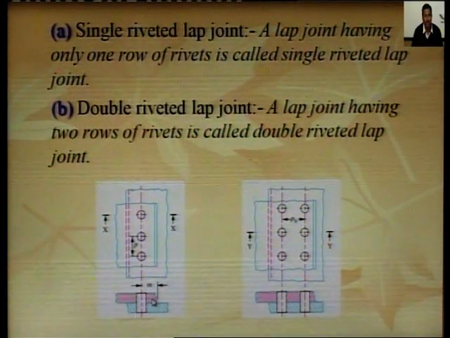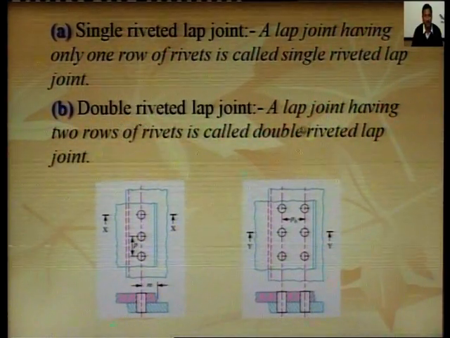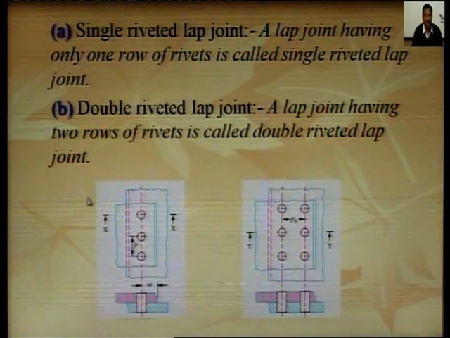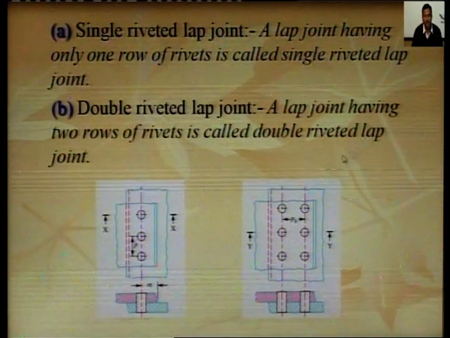This shows the cross section of the single riveted lap joint. Double riveted lap joint: a lap joint having two rows of rivets is called a double riveted lap joint.